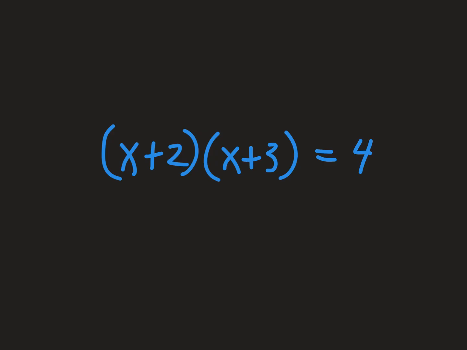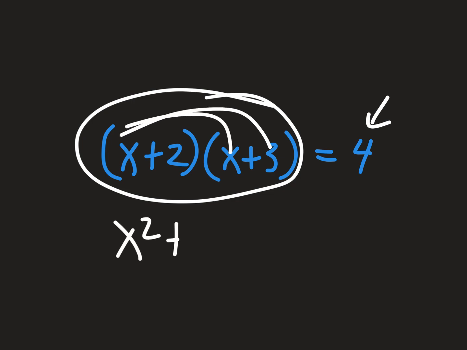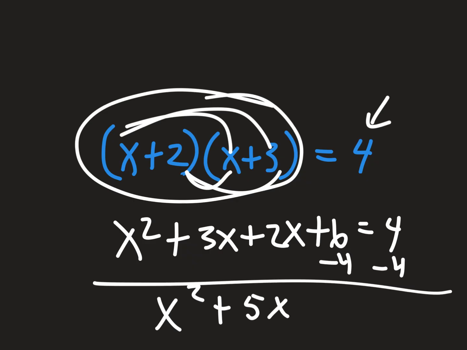All right, what you should do, it doesn't actually matter whether you multiply this all out first and then subtract 4, or if you subtract 4 right away. But you got to set it equal to 0, and the easy way is to get this 4 out of here, so you subtract 4 at some point. I'm going to multiply this out first. x squared plus 3x plus 2x plus 6 equals 4. And then I'm going to go x squared plus 5x. And then I'm going to subtract the 4 from both sides. And 6 minus 4 is 2, equals 0.